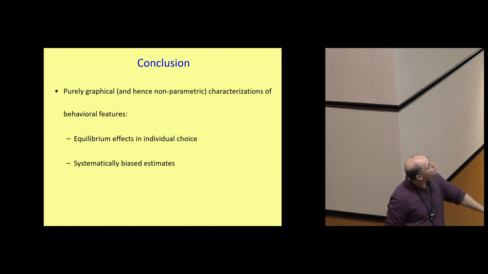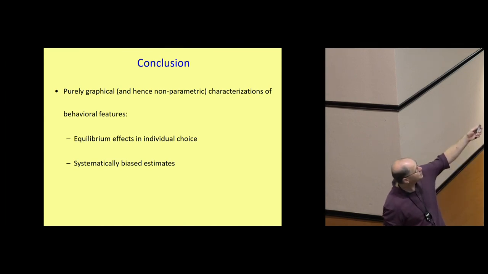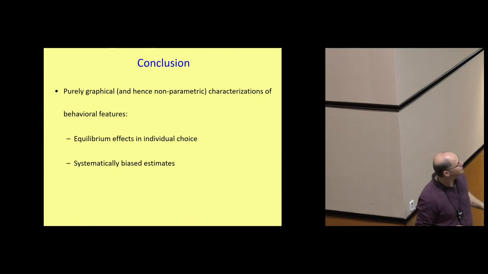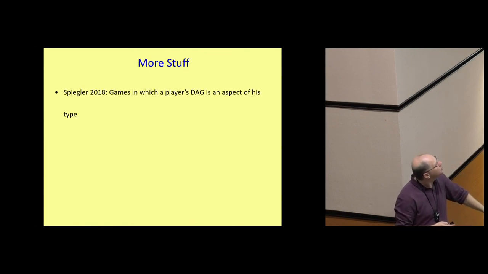And so we were able to provide purely graphical characterizations of behavioral effects, like equilibrium effects, individual choice, or systematically biased estimates. It's not advertised really, it's more like showing you that you could do a bunch of stuff with this approach. The thing that I wanted to present today at the beginning, but then I realized I won't have time, is games in which a player's DAG is an aspect of his type.